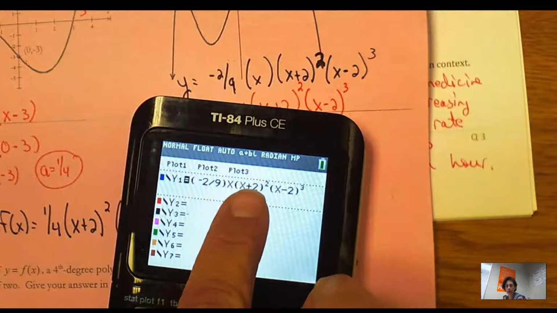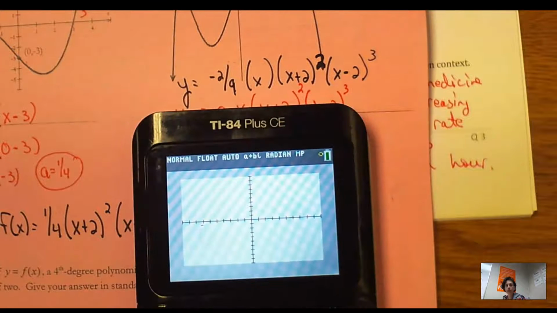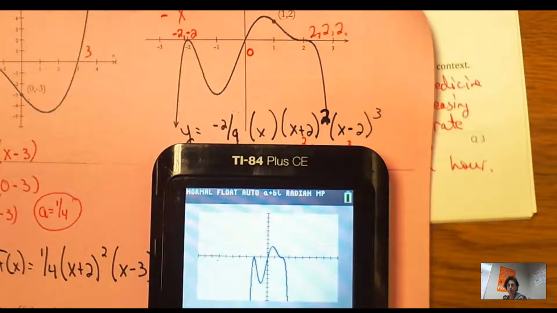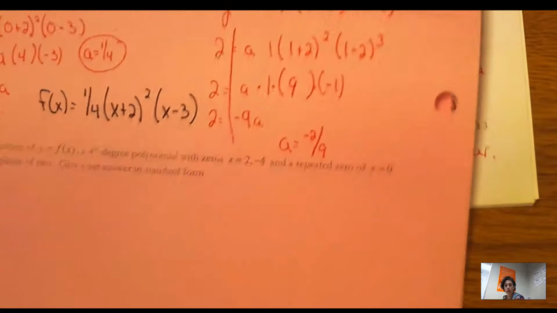Then I just did x plus 2 squared, x minus 2 cubed, and then you can see it graph here. Well, it will graph here. There you go. And look how close that looks to it. I mean, this is a little more zoomed in, but there we go. All right, so let's try some that don't have the picture.